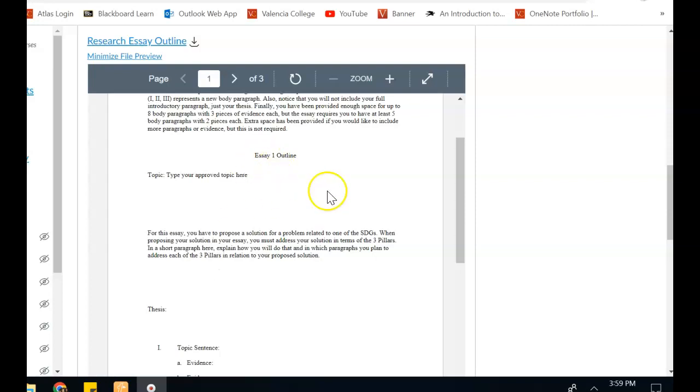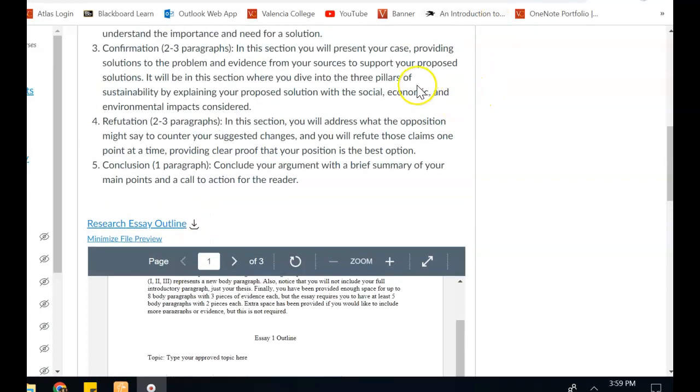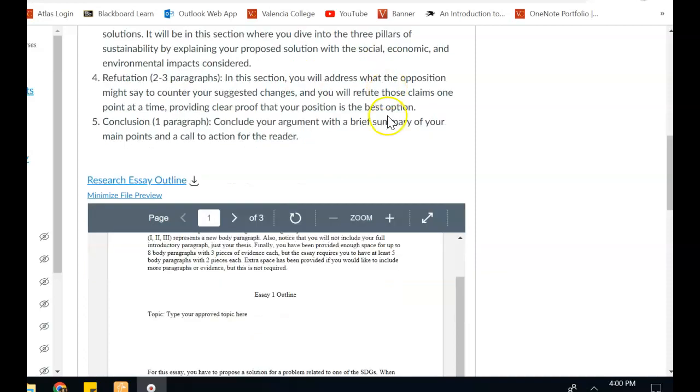Now, I mentioned just a minute ago, the best place to do this is going to be in the confirmation. I would do a paragraph on the solution through an economic lens, an environmental lens, and a social lens. That would give you that confirmation. You can present your evidence, but that might not work for all of you, and I understand that. So you're not locked into that. It's just how I would approach it.